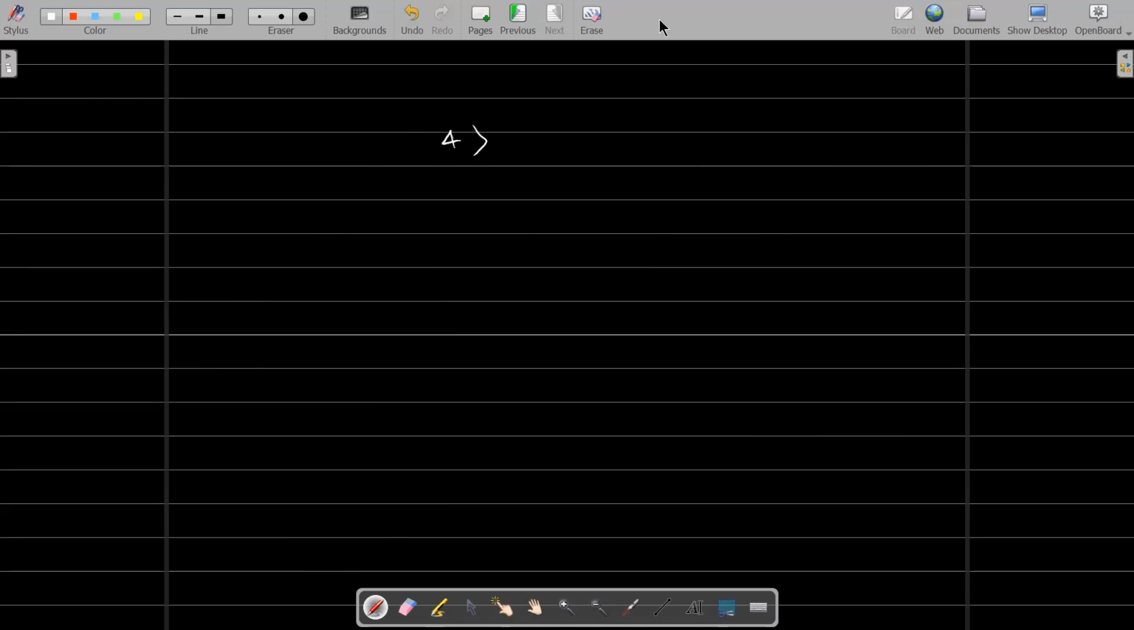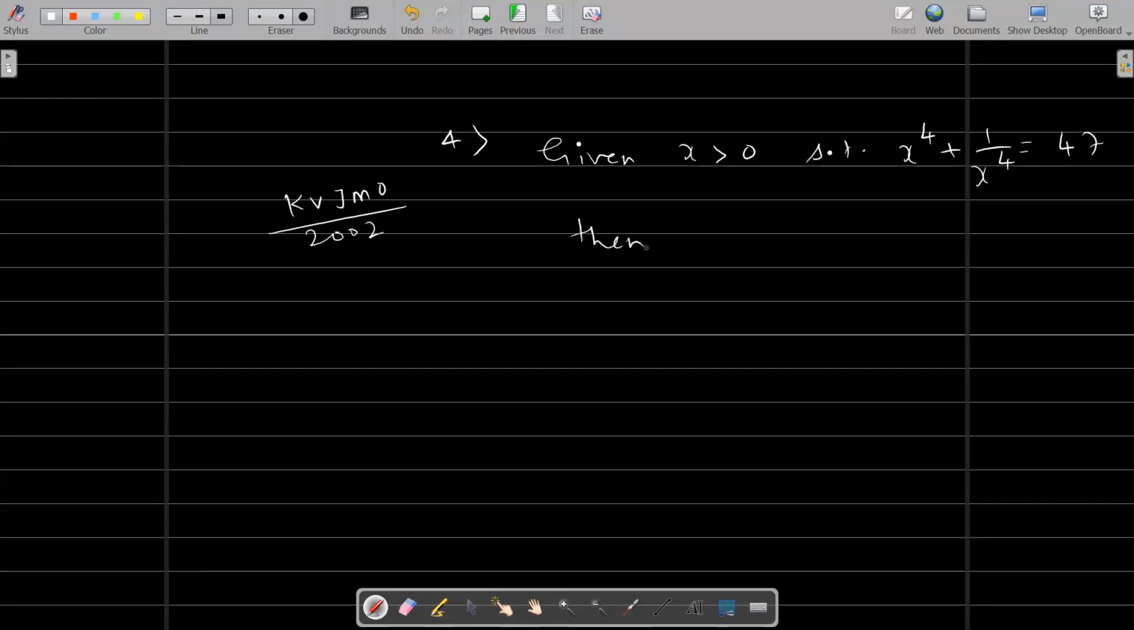JMO question. This is Kendriya Vidyalaya JMO, Center JMO. Given x is greater than 0, such that x raised to 4 plus 1 by x raised to 4 is 47, then x cube plus 1 by x cube is equal to what? Yeah, so you work out and put answers in chat box. Later on we'll have a discussion.